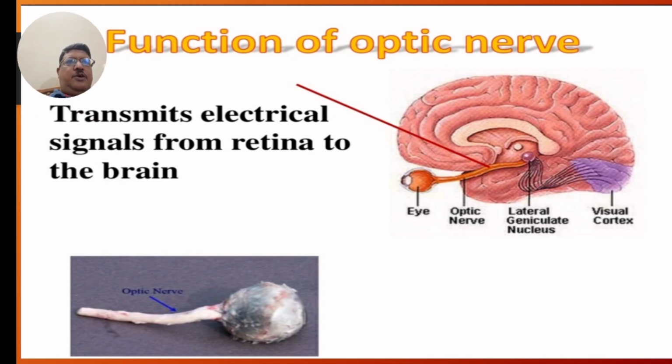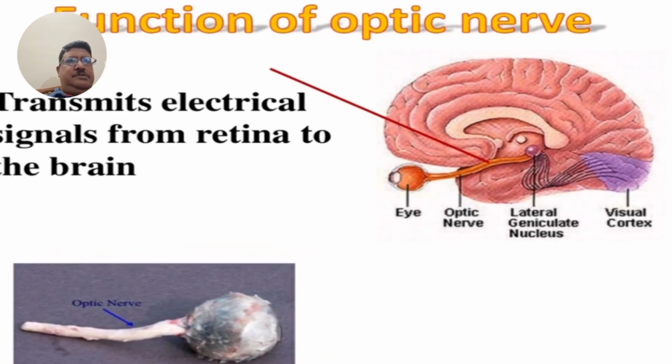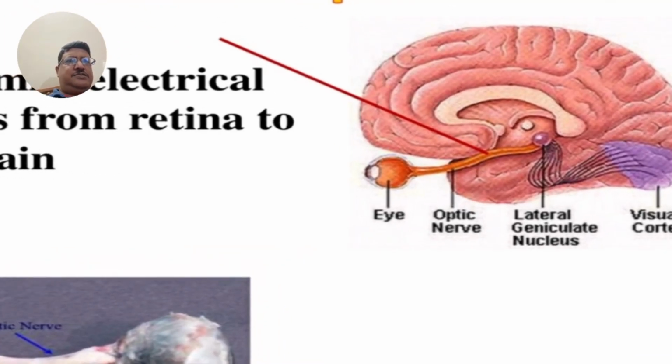Functions of the optic nerve: transmit electrical signals from the retina to the brain, that is, eye, optic nerve, lateral geniculate nucleus, and visual cortex.